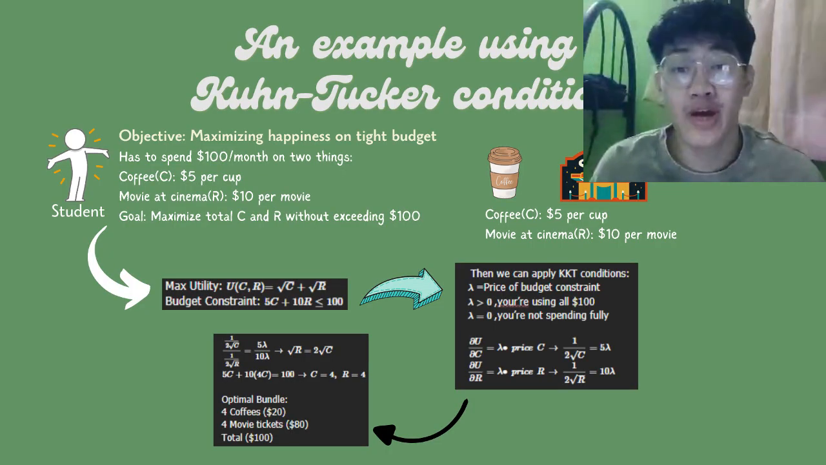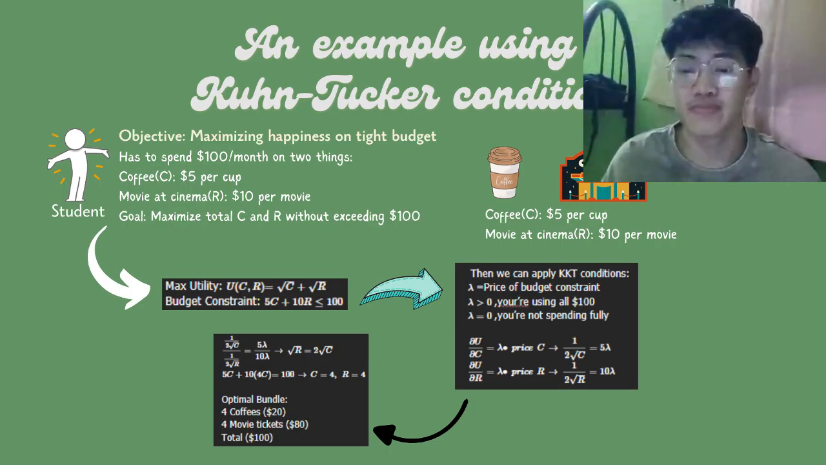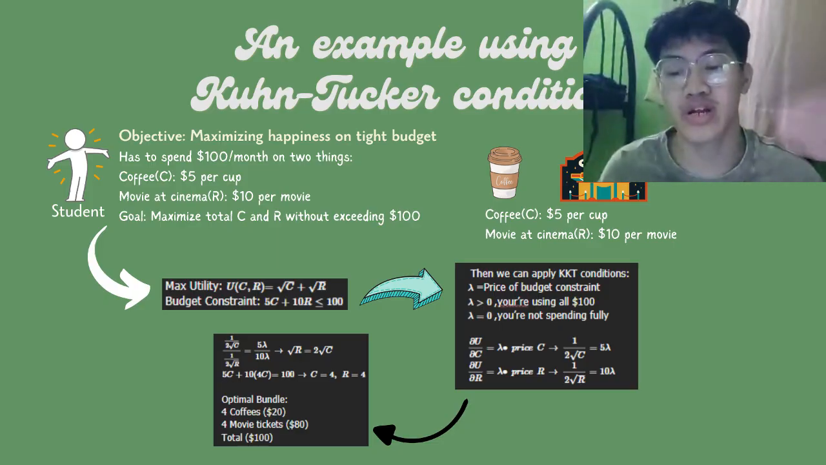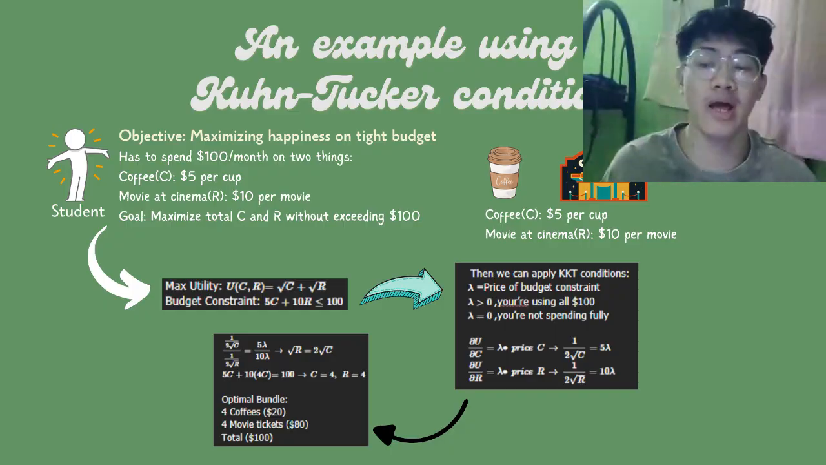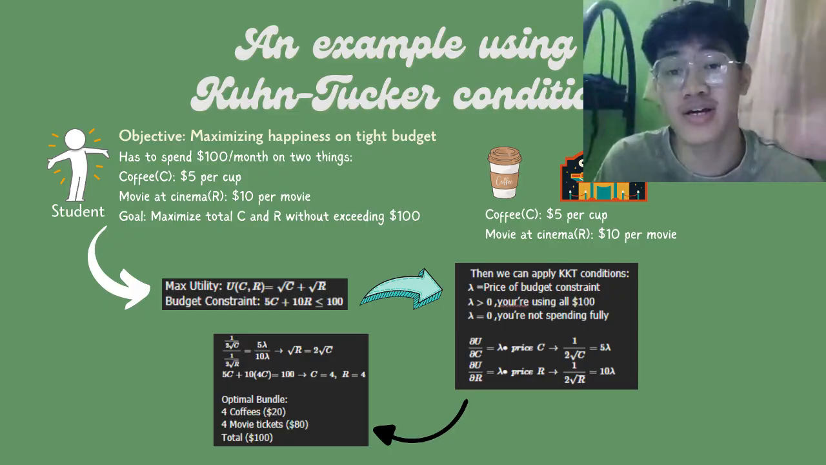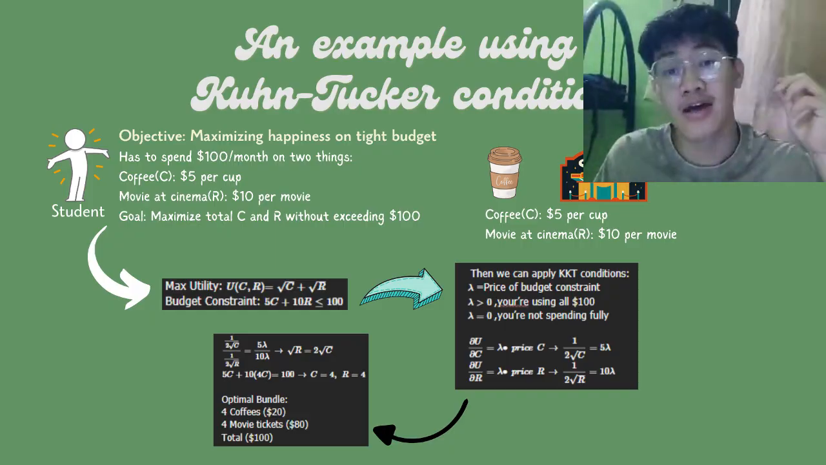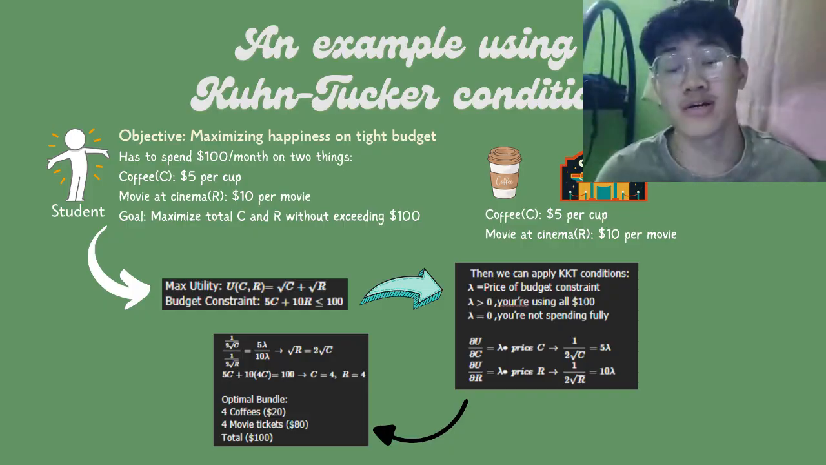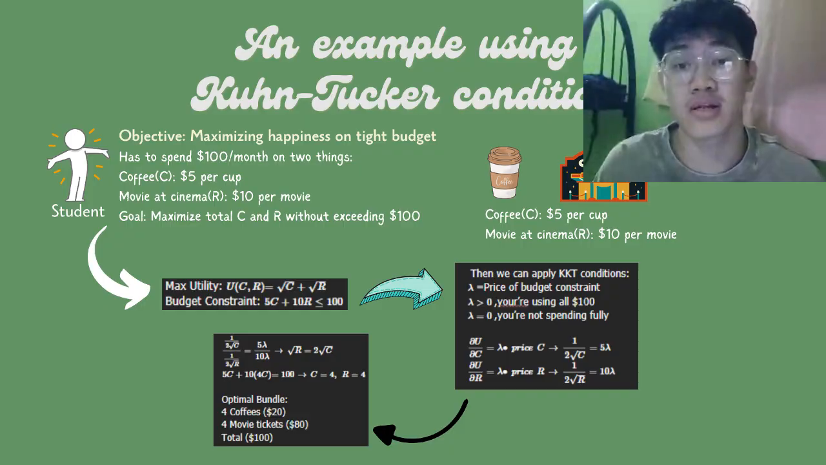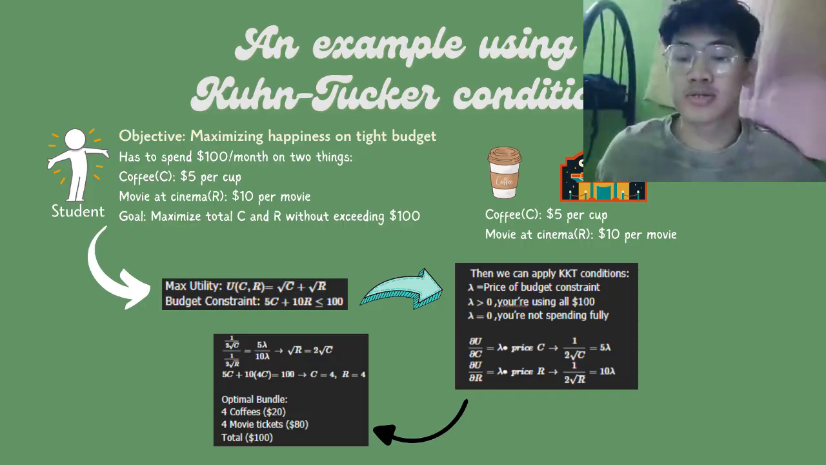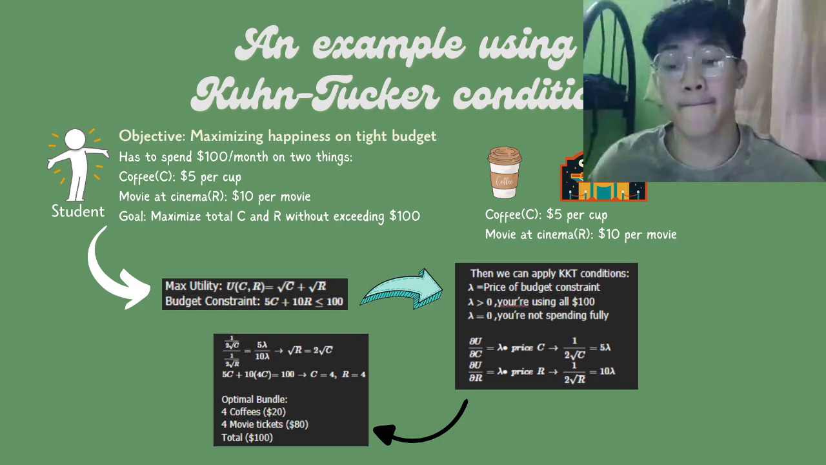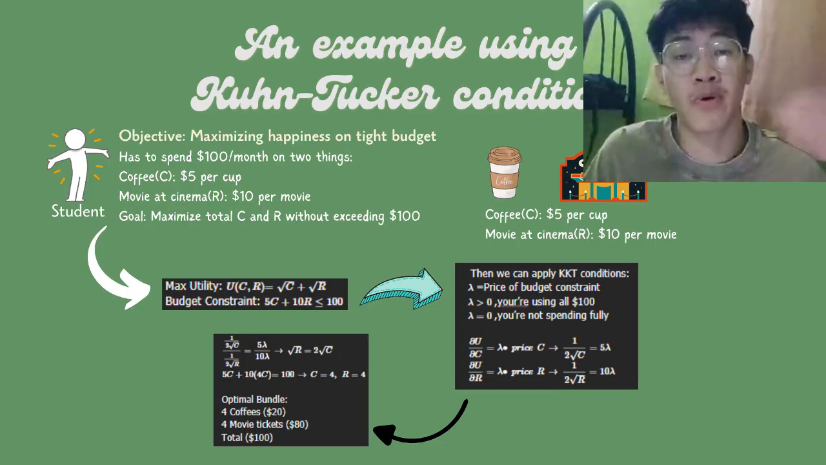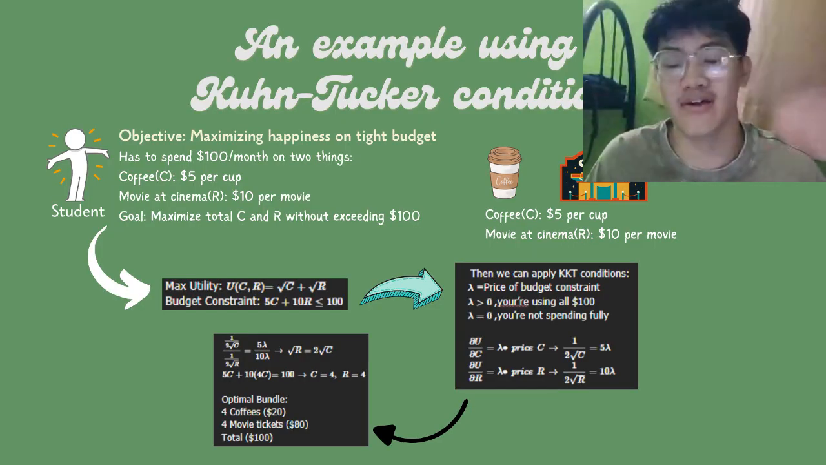Now we have our example that I'm going to show you. Our example of the Kuhn-Tucker condition is a student who has to spend $100 in a month on two things: coffee and a movie ticket at the cinema. Our objective is maximizing happiness on a tight budget. We probably see this in our daily life as well.